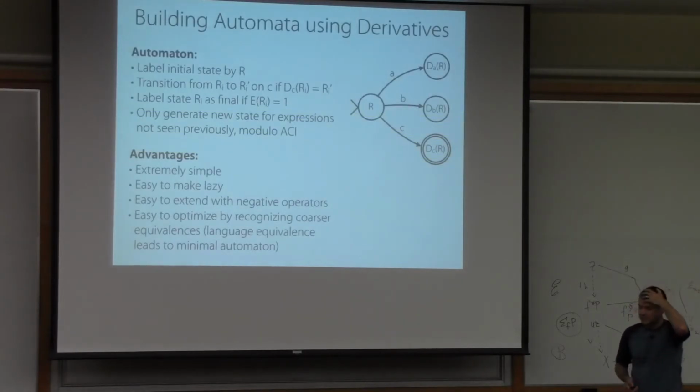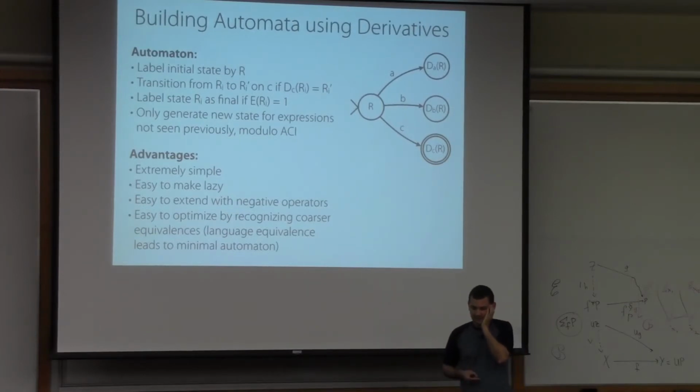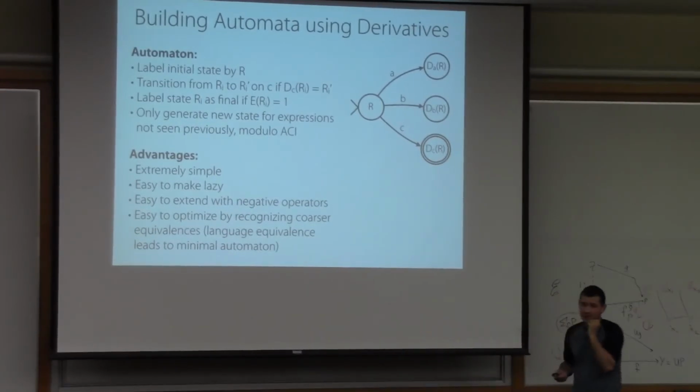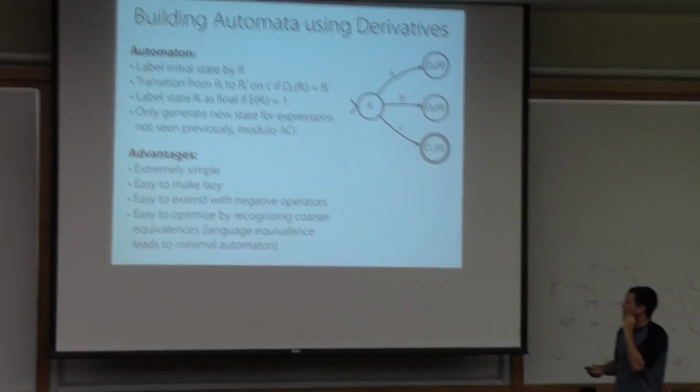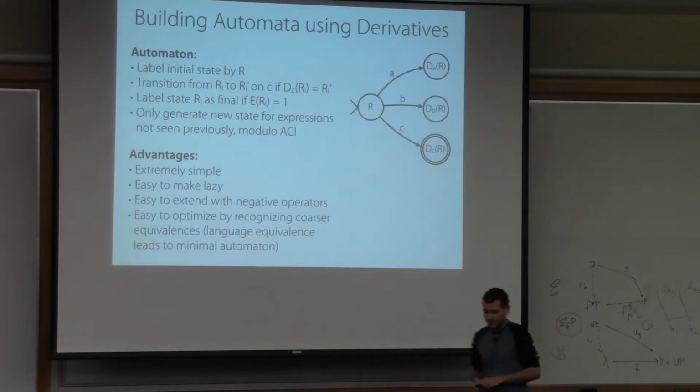OK, and this actually suggests a really simple and straightforward way to build deterministic automata in one step using derivatives. So the idea is that our automata are going to be labeled by regular expressions on the states, and we'll build it iteratively. So if we're building the DFA for an expression R, we'll pick R to be the initial state, and from R, compute all the derivatives for our entire alphabet. And then we get some new states, dA of R, dB of R, dC of R. We'll label a state as being final whenever E holds of it, and will only generate new states for expressions that we've not seen before, modulo ACI.